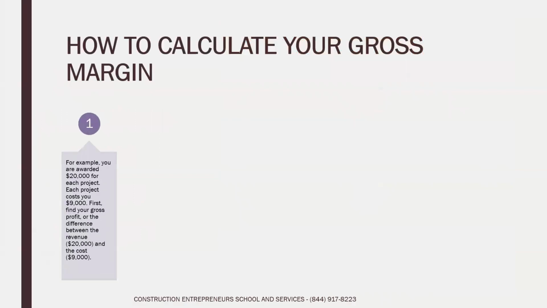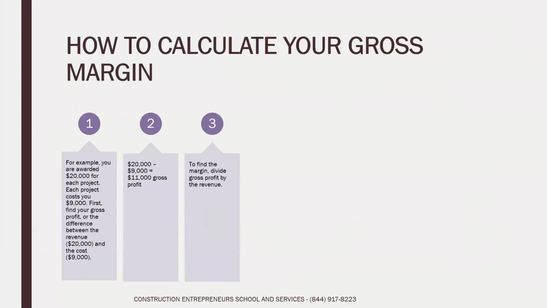Okay, so let's do some calculations here. Let's say you were awarded a project of $20,000, but it costs you $9,000 to get this job done. We need to figure out the gross profit to get to the gross margin. So to find the gross profit, we take that revenue of 20,000 and subtract the cost it took us to do that job, which is 9,000. That leaves 11,000, which falls under the gross profit category.